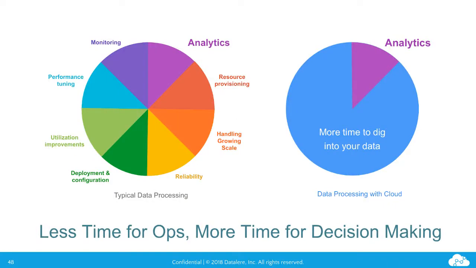You see these pie charts here. On the left-hand side, in the traditional data processing environment, there was a lot of time spent on things that were not the analytics themselves: handling growth, monitoring, provisioning resources. A lot of time was spent on that, and a small slice of the pie was actually spent on doing the analytics work. On the right-hand side, we can eliminate much of that overhead and spend more time digging into our data, which is really what we want to do. That's where the value is, and that's what the cloud can provide to us.